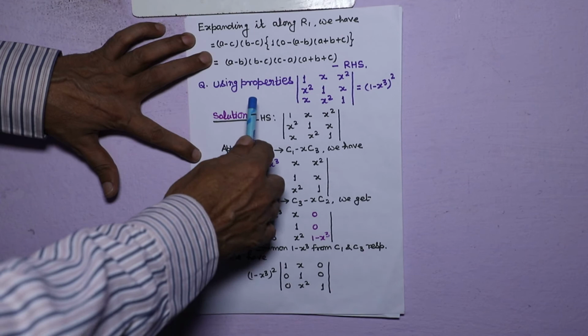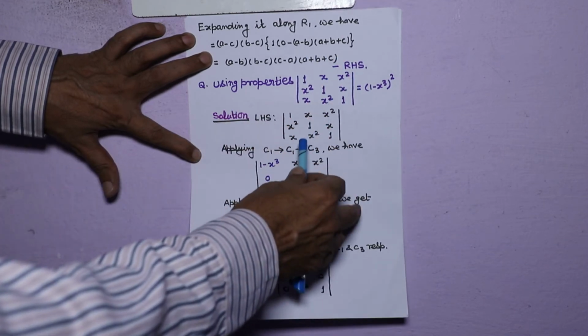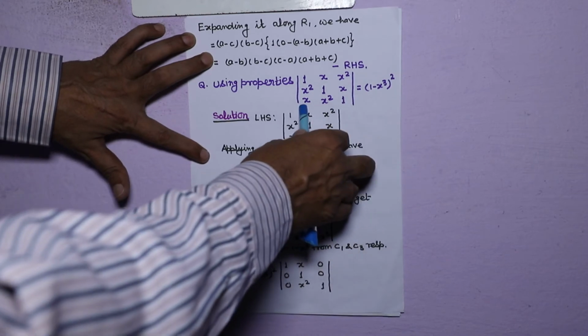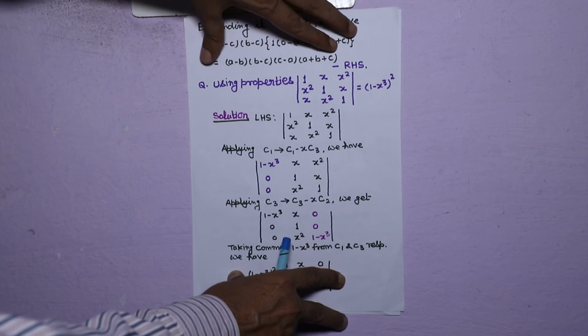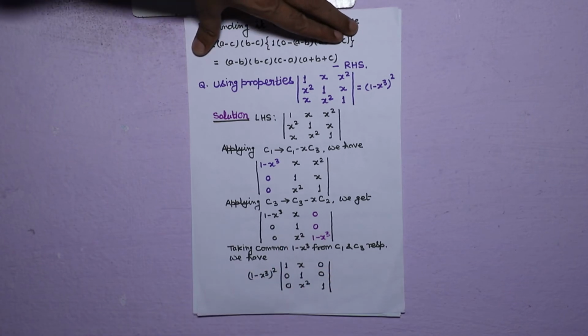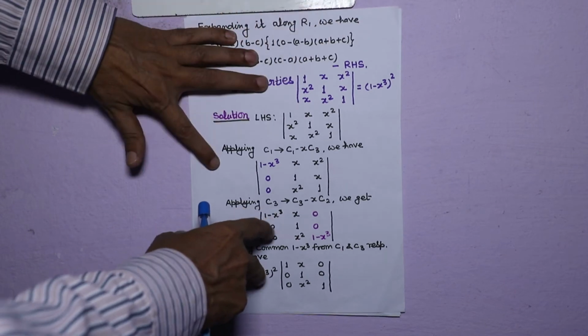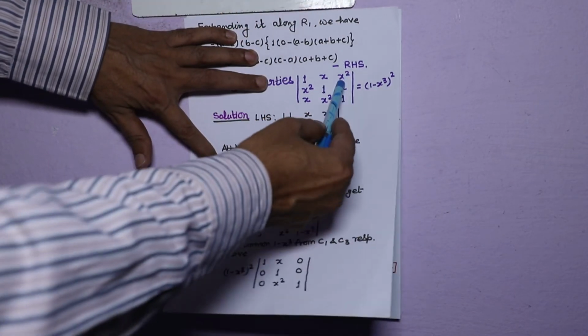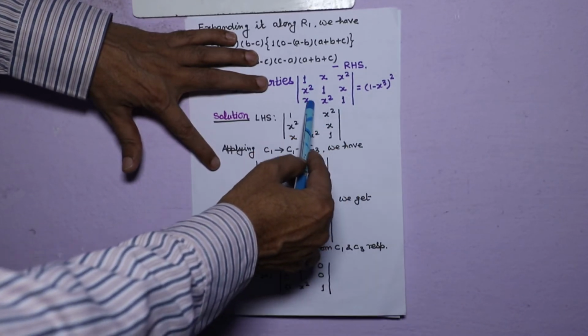Now again one more example. Using properties, show that the determinant 1, x, x square; x, x square, 1; x square, 1, x equals 1 minus x cube whole square. Nowhere are we getting 1 minus x cube directly. So somewhere we can multiply. If this is multiplied by x, x cube, x square, x, so the two are same.